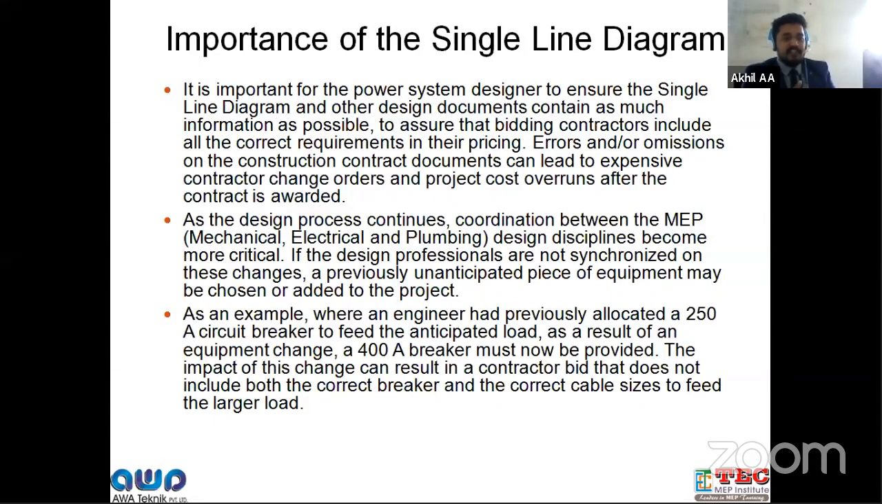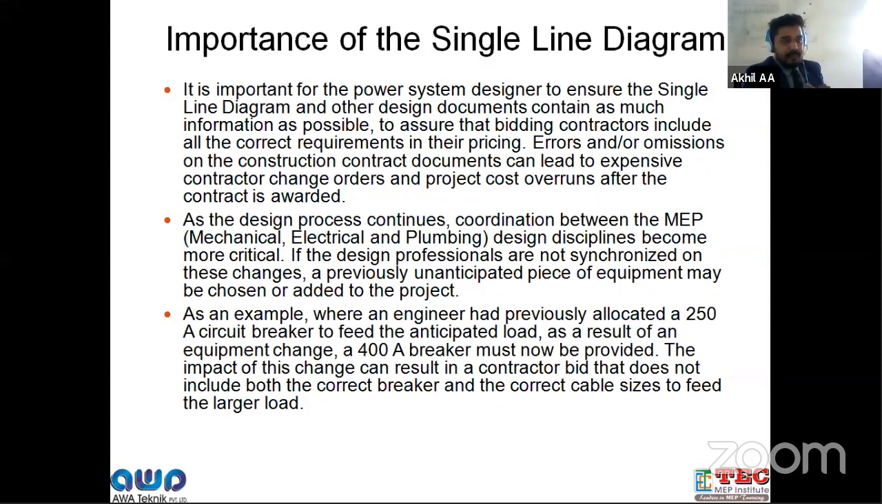For example, when an engineer had previously allocated a 250 ampere circuit breaker to feed that anticipated load, as a result of equipment change, a 400 ampere breaker must now be provided. The impact of this change can result in a contractor bid that does not include both the correct breaker and the correct cable size to feed the larger load.